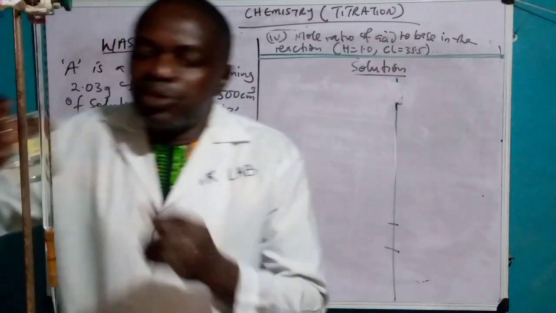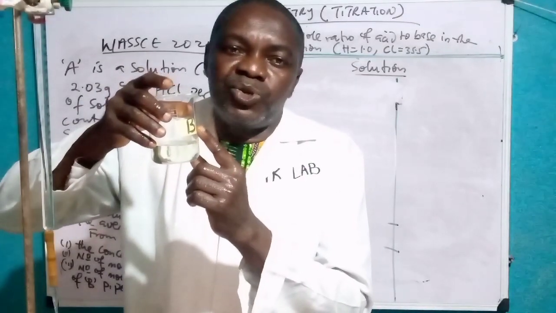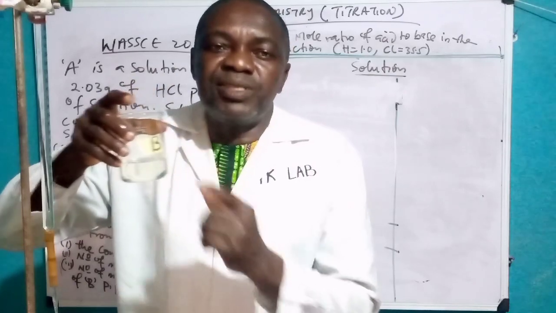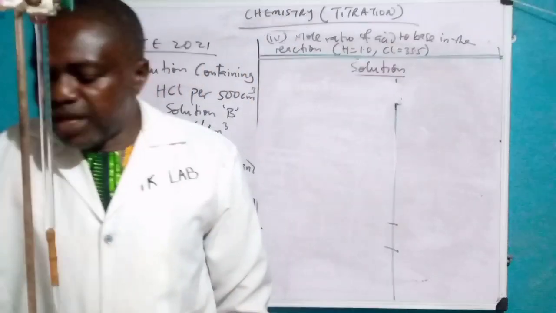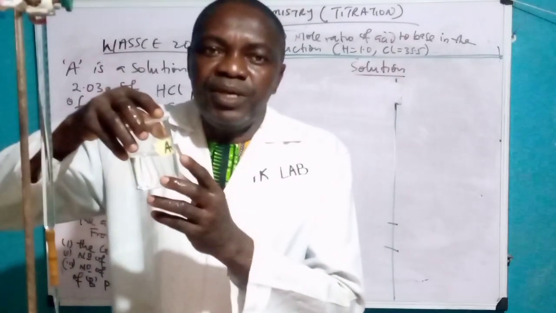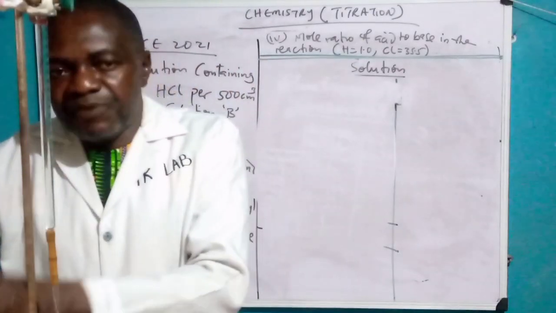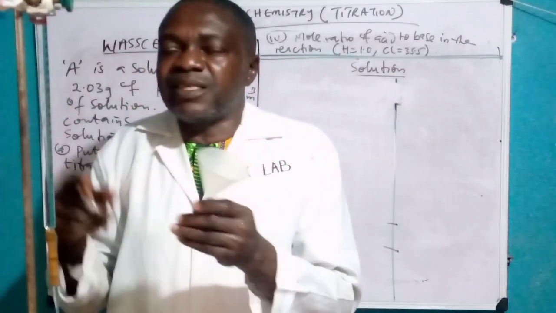Then this is solution B. That's how it will be given to you in your WAEC. Solution B means base. B means base. While this one is solution A. A means acid. Then this is the funnel that I used to transfer the acid into the burette.